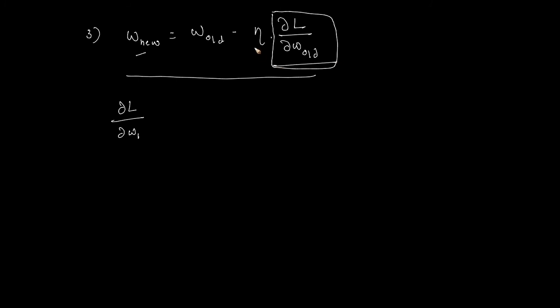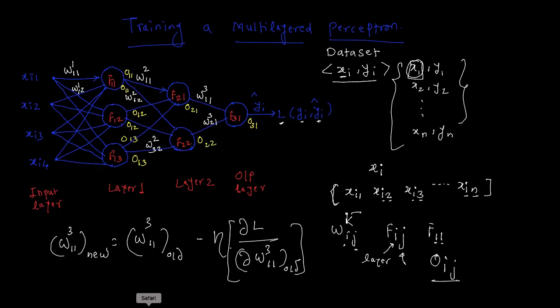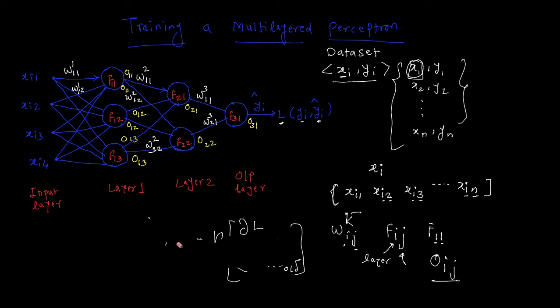This eta is called the learning rate. We'll discuss later how to choose this learning rate. So the crux of the discussion here is to compute these derivatives. Let's see how to compute these derivatives graphically. So I want to compute these derivatives. Let me have some space here.